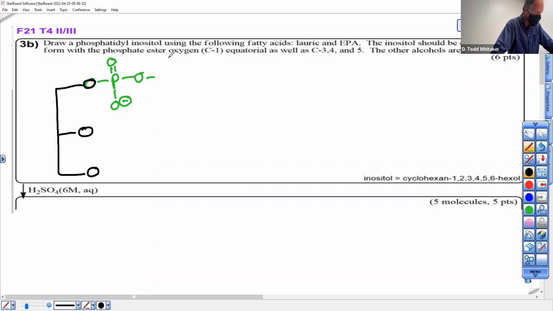So it says carbon number 1 is attached to the phosphate ester. Inositol should be drawn in chair form with the phosphate ester carbon 1 equatorial. So I'm going to erase this bond, and it's going to be attached to an equatorial position. Now, if I draw a cyclohexane like this, remember 2 parallel lines? From the inside corners, 2 more parallel lines, then hook them up at the end. And this looks like it would be equatorial right there.